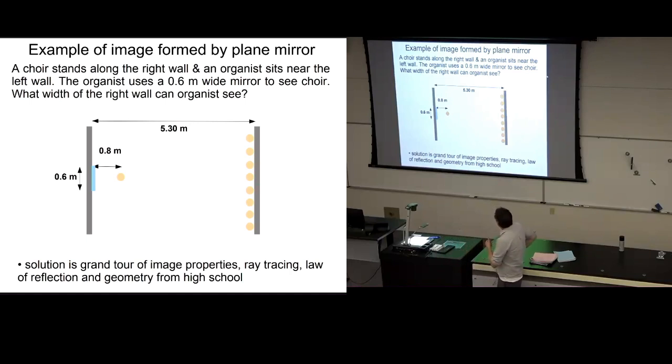In this question, we've got a choir and an organist. This picture is like I'm in a helicopter looking down on the choir and the organist in a room. Here's the choir lined up against the right-hand wall. Here's the organist close to the left-hand wall. And here are the dimensions of the room and the location of the organist. We're told that the organist is looking at the choir in a mirror, and the question is, how much of the choir on the right-hand wall can the organist see?